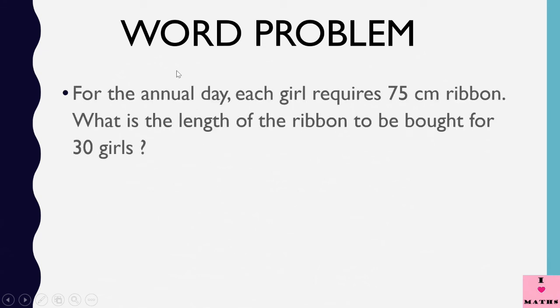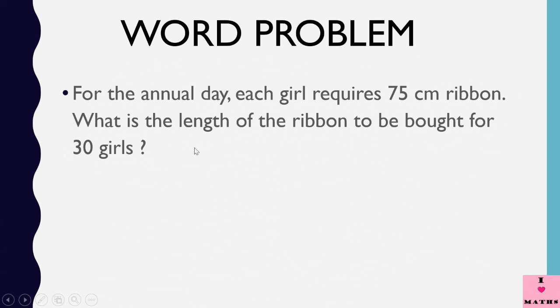Okay, one more word problem. And this is the last word problem. Okay, for the annual day, each girl requires 75 centimeter ribbon. What is the length of the ribbon to be bought for 30 girls? Okay, children. Now, every girl requires 75 centimeter of ribbon. And in the class, there are 30 girls. So each one of them would require 75 centimeter.